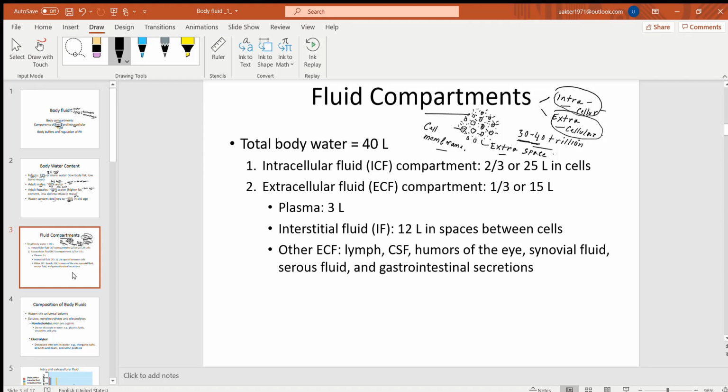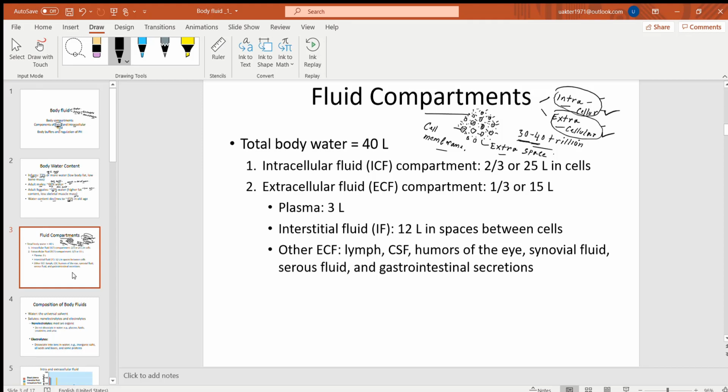Since the extracellular fluid composition should be different than the intercellular fluid composition, that's why you have the cell membrane to keep them separated. Okay, so we'll talk about the composition of the intercellular fluid and extracellular fluid. They are not the same, and that's why you need the cell membrane to keep them separated. Now the volume of intercellular fluid is more than the volume of the extracellular fluid.